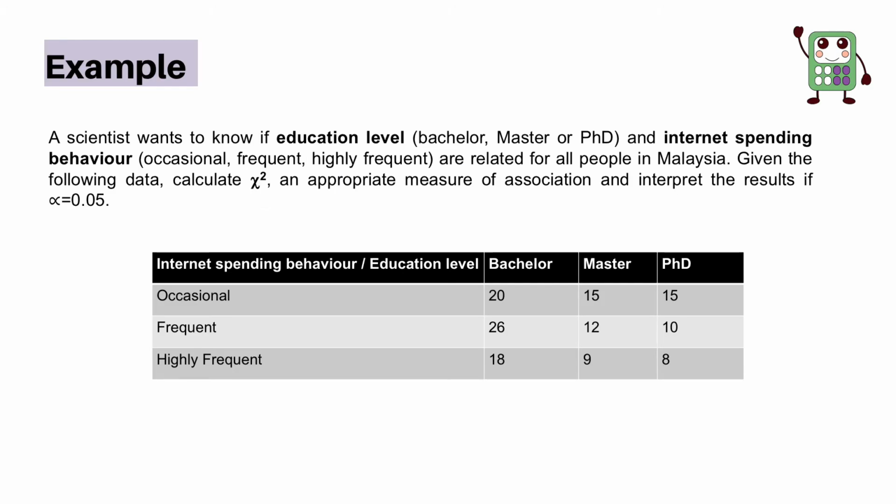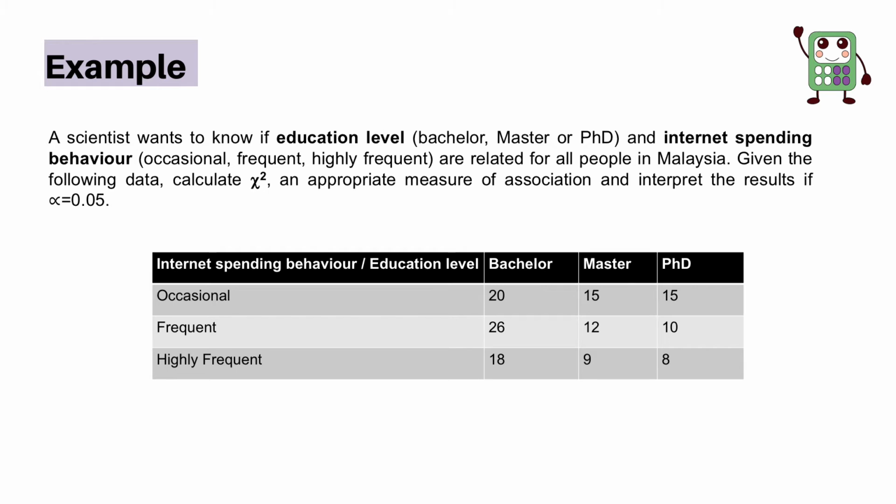This is an example of equation that requires the use of independence tests. A scientist wants to know if education level and internet spending behavior are related for all people in Malaysia. Given the following data, calculate chi-square, an appropriate measure of association, and interpret the results if the alpha is equal to 0.05. So each of the variable here has three levels.